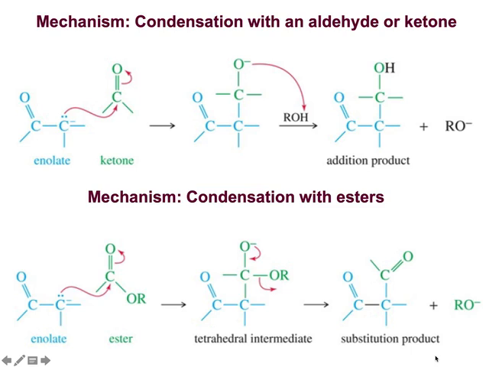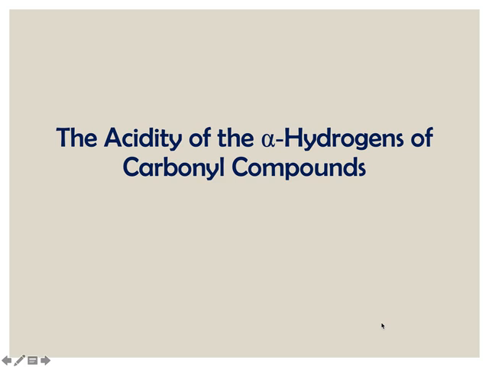So there are two types of product. First, the addition product if you are using aldehyde or ketone. If this nucleophile attacks any type of aldehyde or ketone, you get the addition product. While for the ester, the nucleophile attacks the carbonyl of the ester, forming an intermediate, and lastly the end product, substitution.